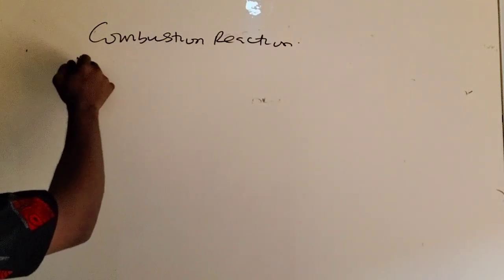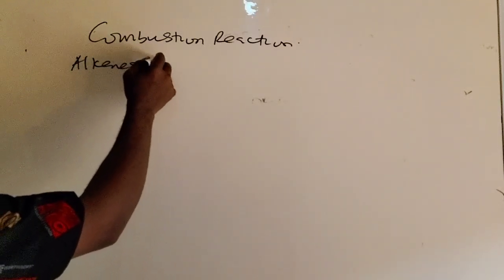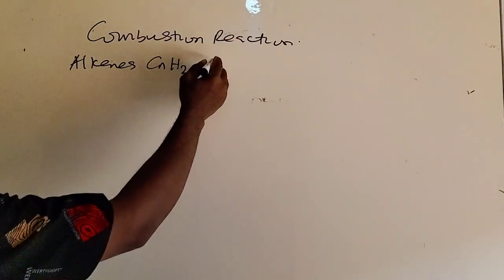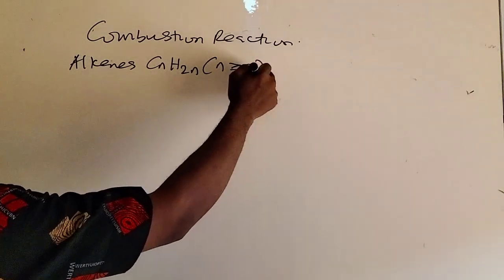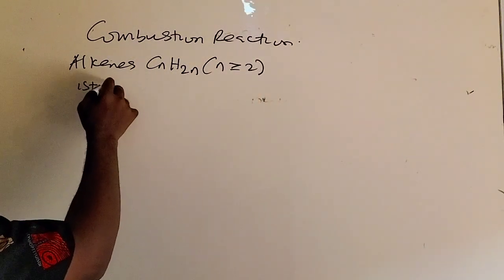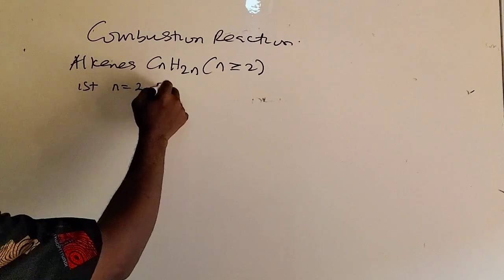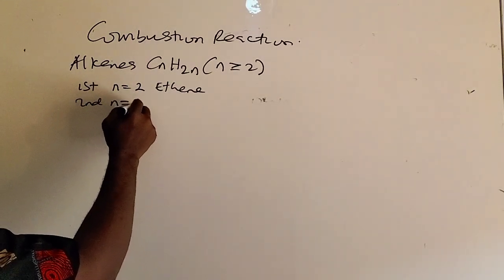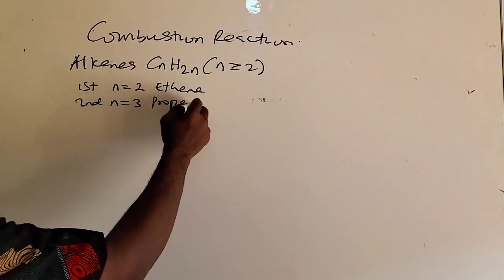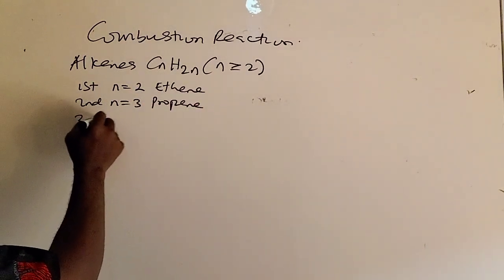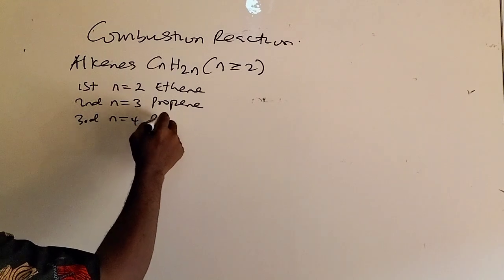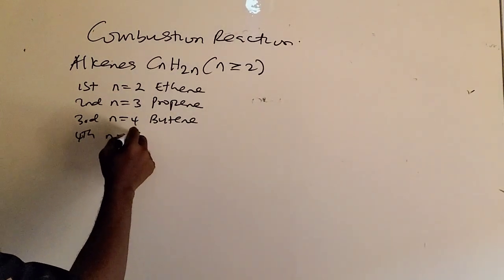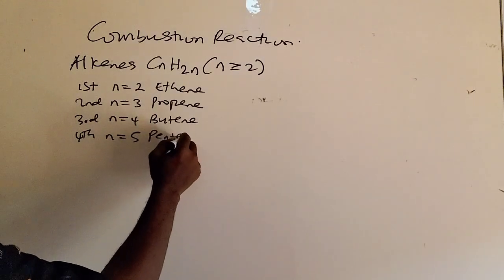You know that for alkenes, you can derive their formulas. The general formula is CnH2n, where n is the number of carbon atoms, and for alkenes, n starts from 2. The first member, where n is 2, is called ethene. Second member, where n is 3, is called propene. Third member, where n is 4, is called butene. Fourth member, in which n is 5, is called pentene. This is the family of alkenes.